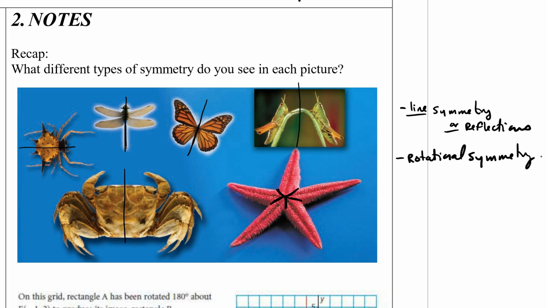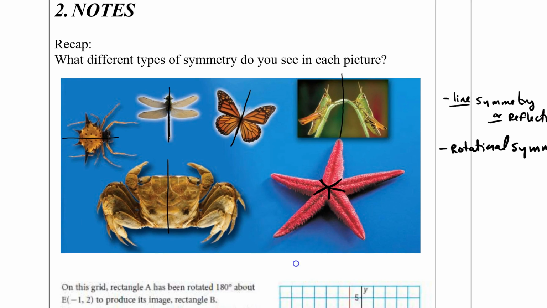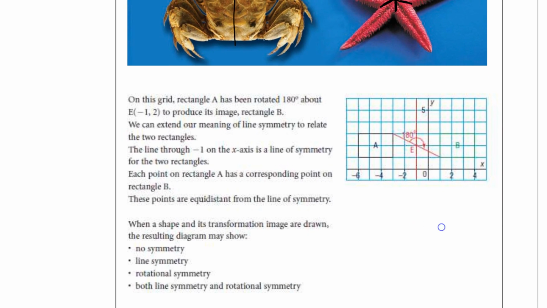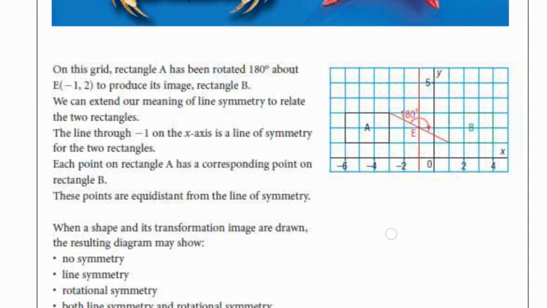Today we're going to introduce another type of movement called translation. But before that, let's look at the image that we have right here. So on this grid, rectangle A has been rotated 180 degrees about the point E, which is right here, (-1, 2), to produce the image rectangle B.